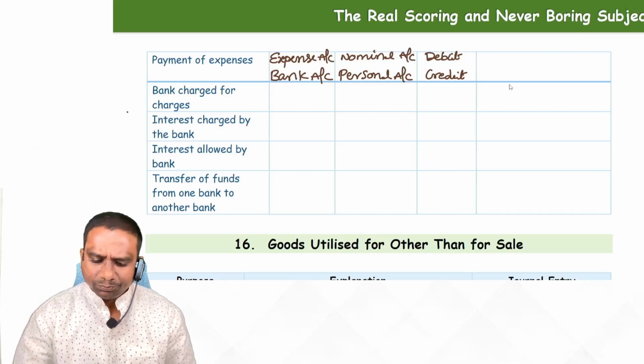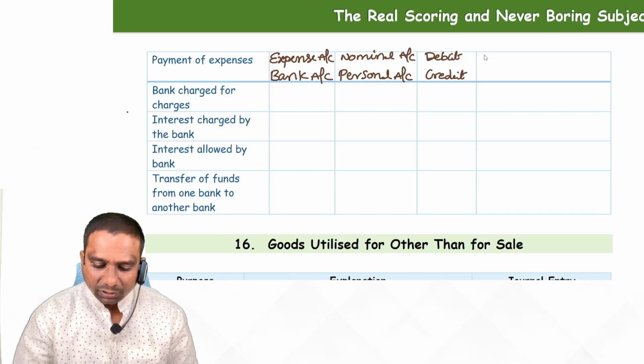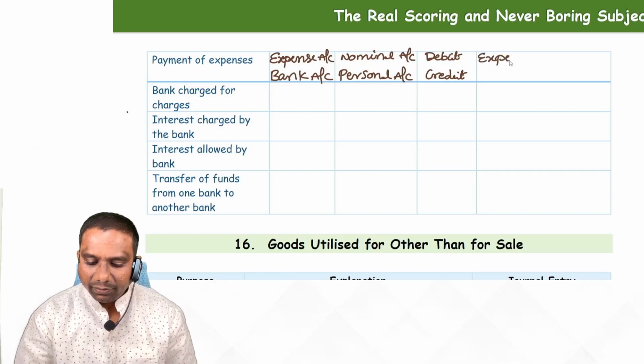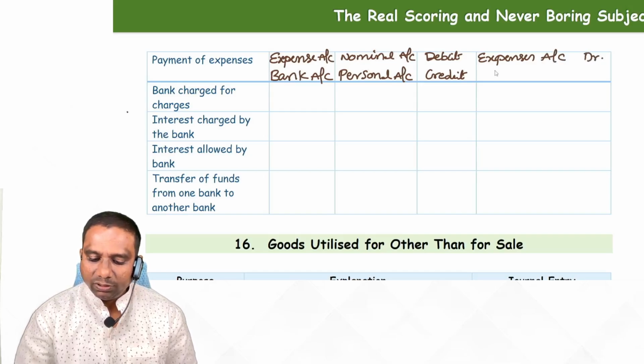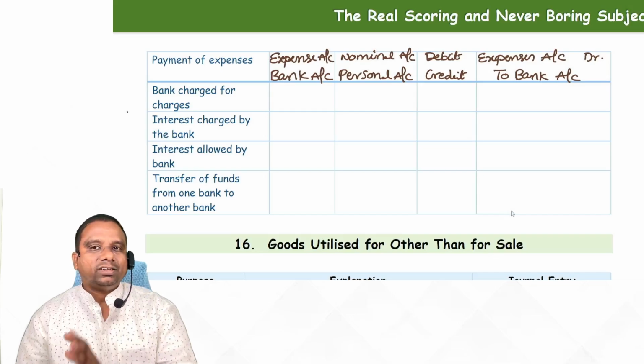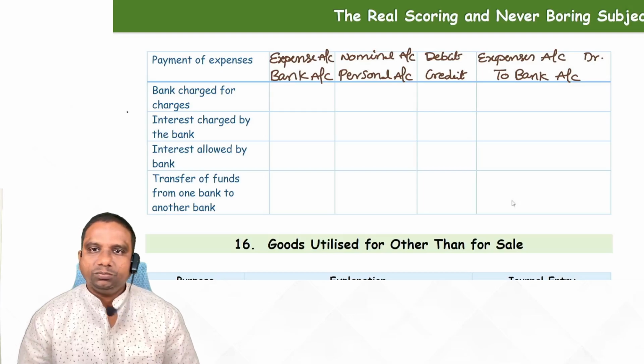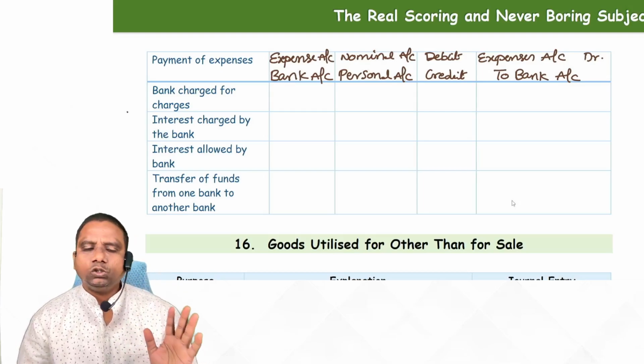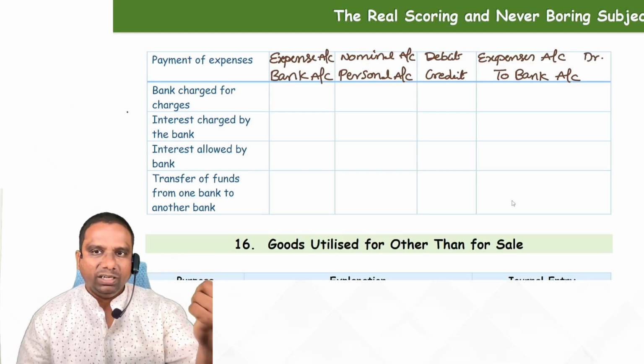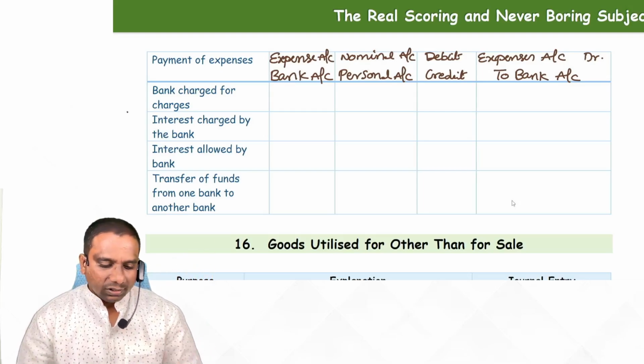Is it clear, students? So the entry: Expenses account debit to bank account. Yes or no, students? Whatever expense you pay, that expense name debit to bank.